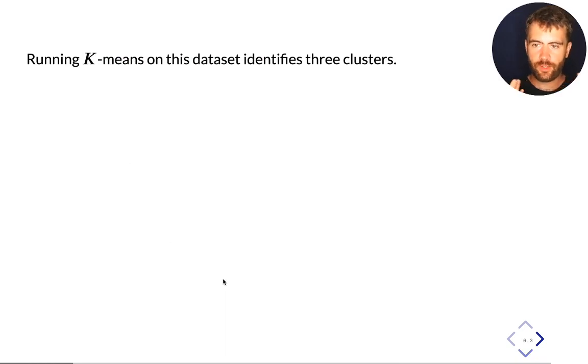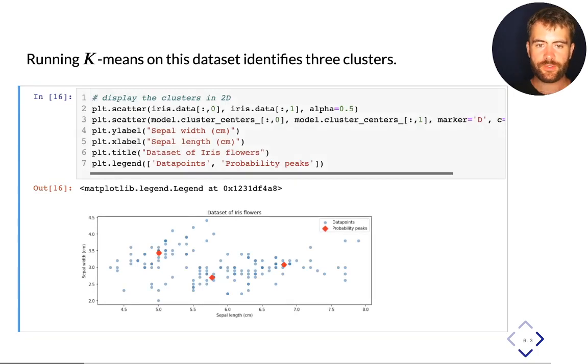And now, I have fit the k-means on this data set, and now I can look at the clusters that it has found. Again, this is really easy to do in Python. I have this cluster centers attribute within the model that I have learned. And here I'm visualizing these centroids using these red diamonds.